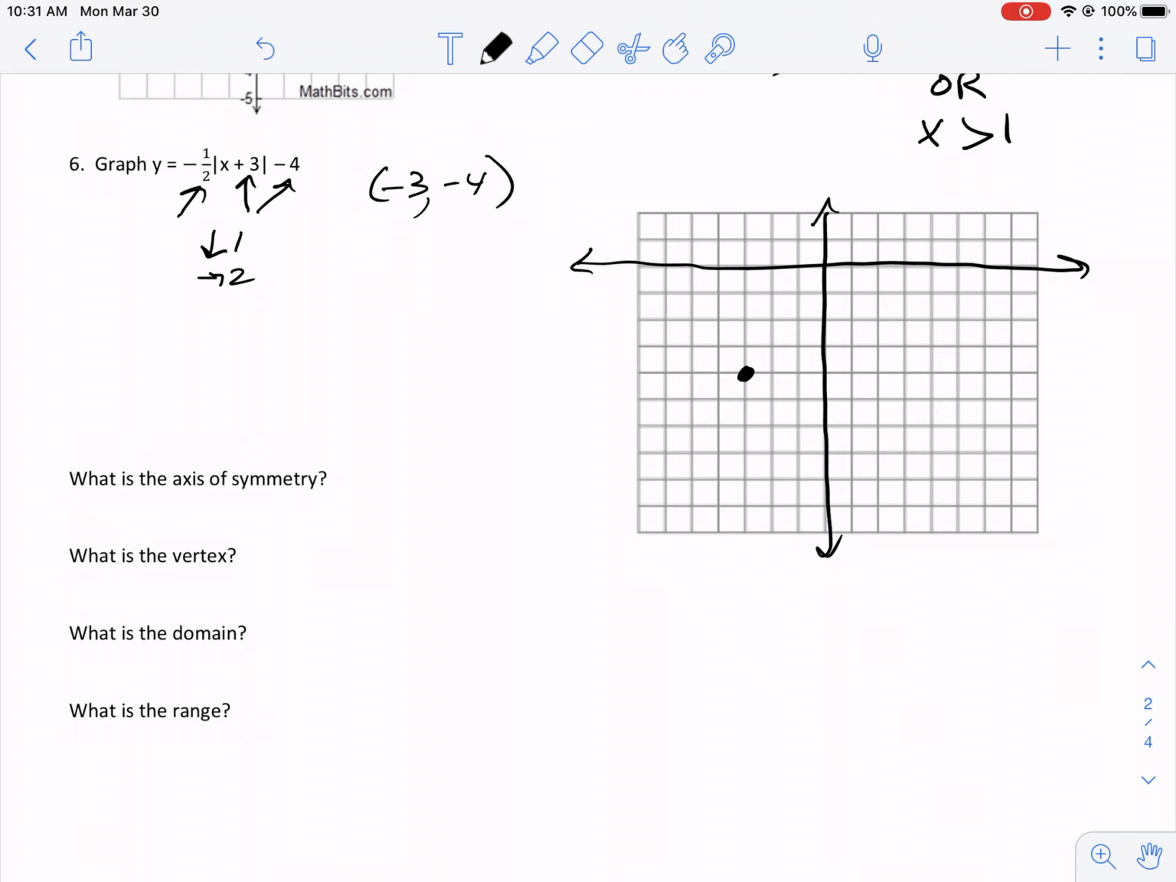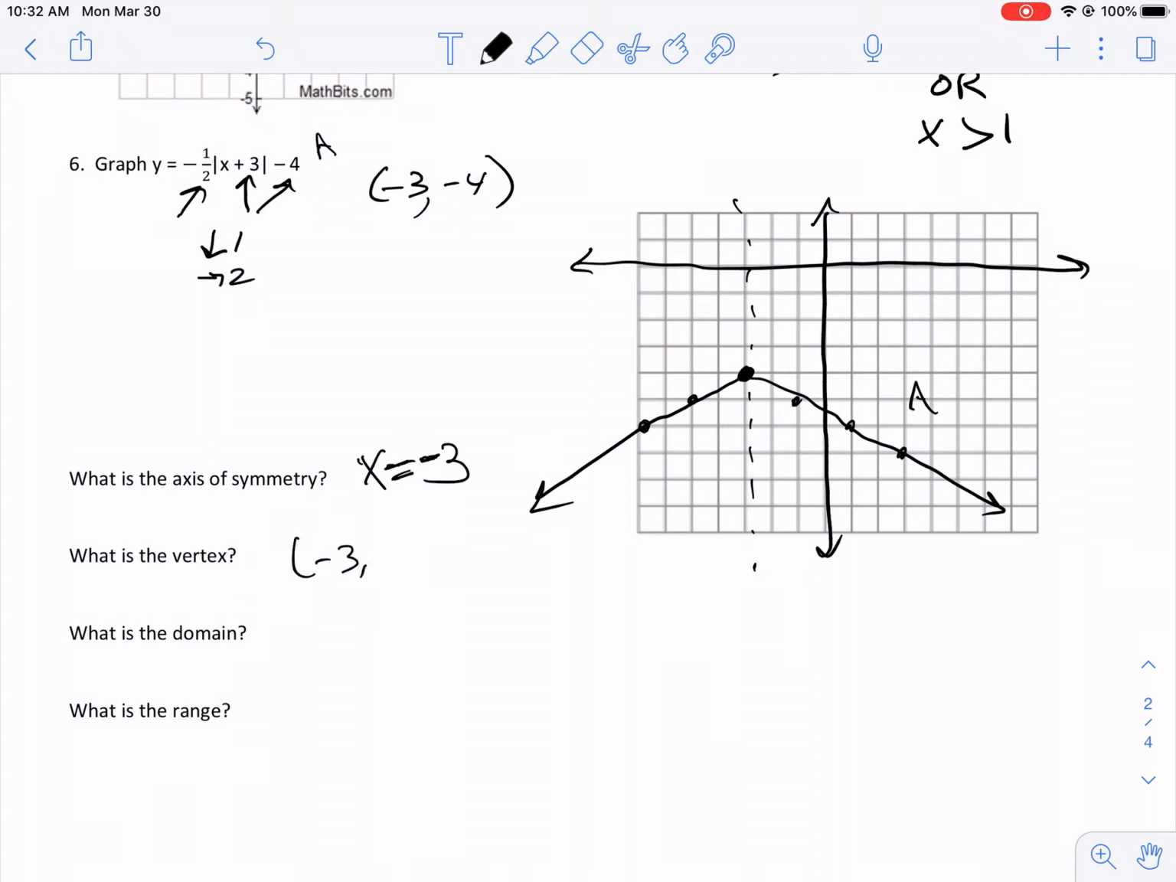Down 1, right 2. Down 1, right 2. Do it again on the other side, but you're going down and left now because you have a perfectly symmetric graph. Okay, so I'll label that A, label that A. Axis of symmetry, just like with a quadratic. X equals -3. It's a vertical line, so it's x equals.